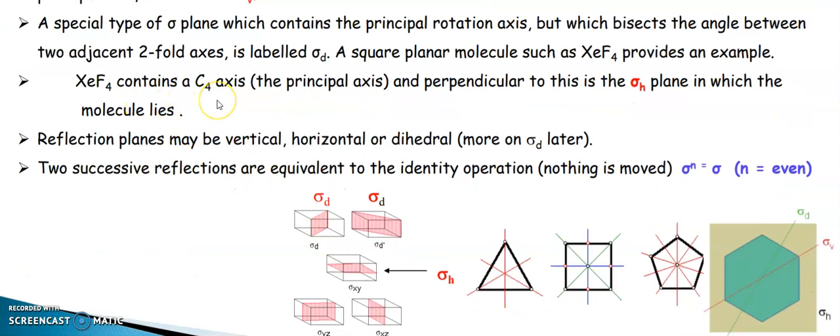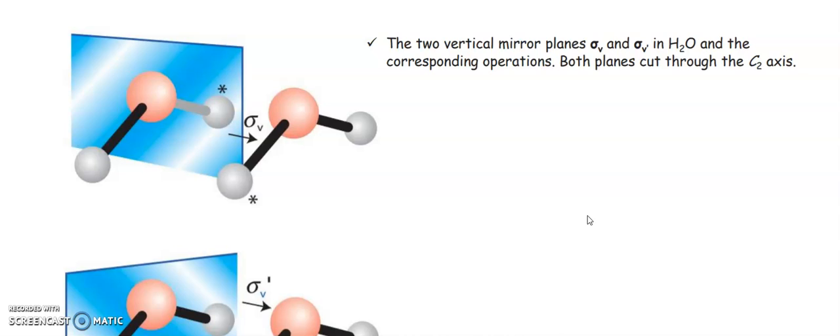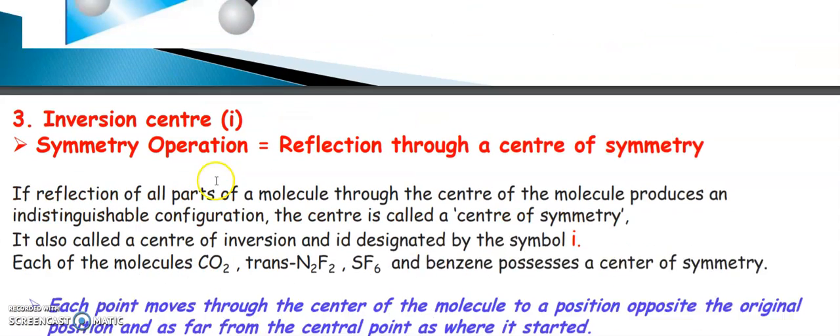So XeF4 contains a C4 axis, the principal axis. Perpendicular to this is the sigma h, the horizontal plane in which the molecule lies. Reflection planes may be vertical, horizontal and dihedral. More on sigma d later. Two successive reflections are equivalent to the identity operation. Nothing is changed. Sigma n, if n is even, you will get the identity; if odd, sigma only. Now two vertical mirror planes, sigma v and sigma v prime, and the corresponding operations: both planes cut through the C2 axis. You can see.